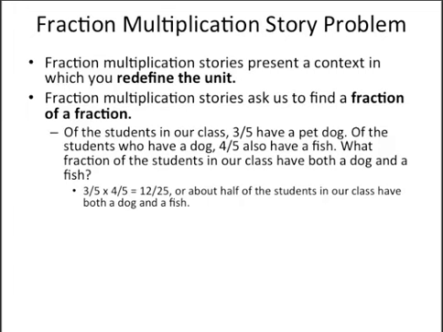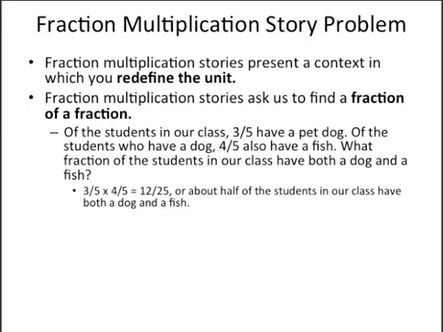Okay, so here's another example. Of the students in our class, 3/5 have a pet dog. Of the students who have a dog, 4/5 also have a fish. What fraction of the students in our class have both a dog and a fish? So again, we've started out by redefining the unit. We're not talking about our whole class. We're just talking about the 3/5 of the class that have a pet dog.